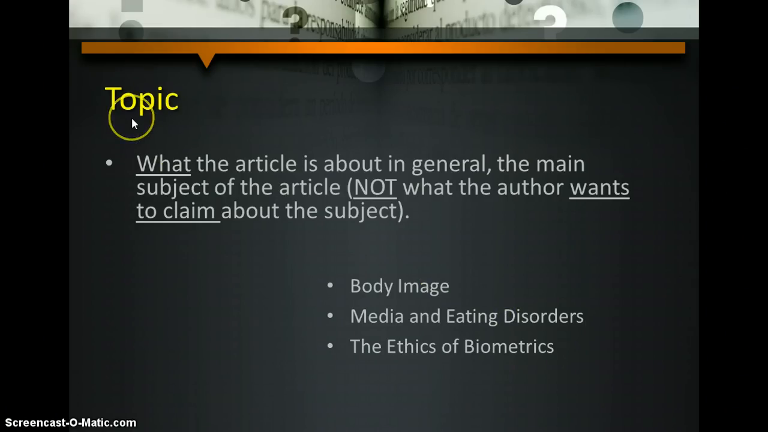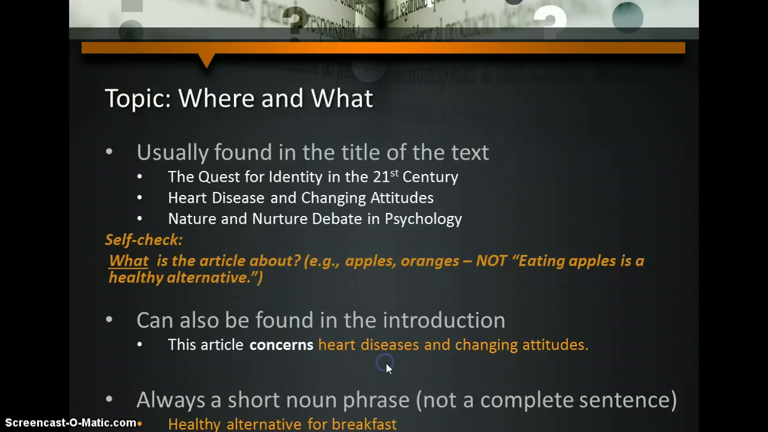So let's take a look at the topic. In general, the topic is what the article is about in general. It doesn't make a claim of any sort, and it's usually very general. It talks about body image or media and eating disorders, or perhaps the ethics of biometrics. It's a very general point.